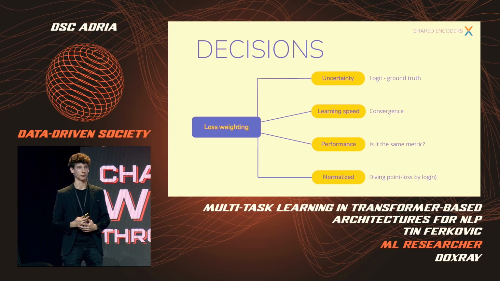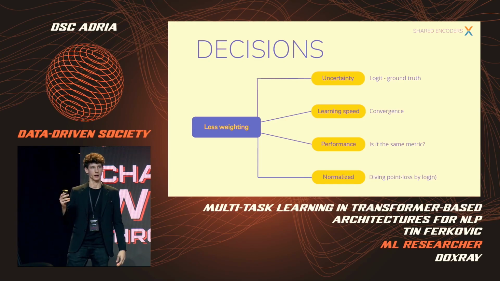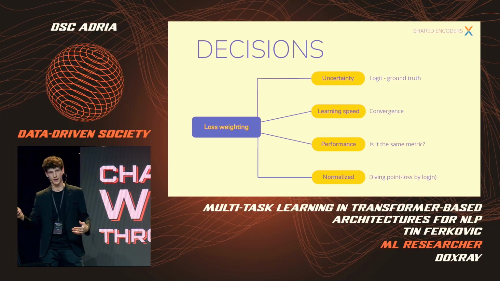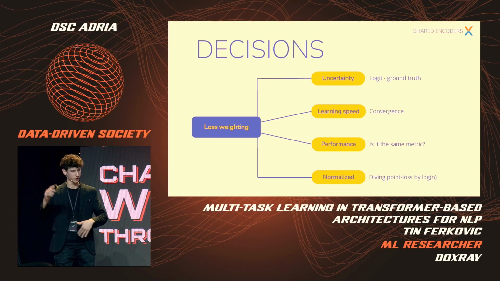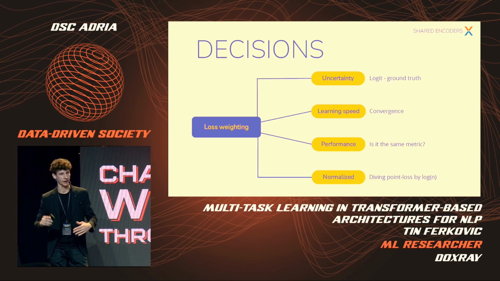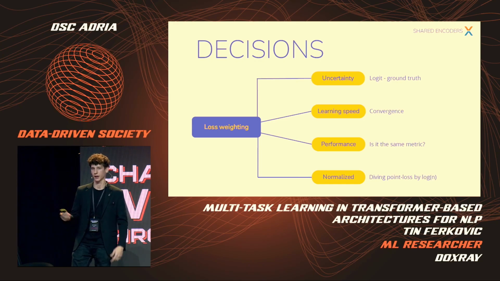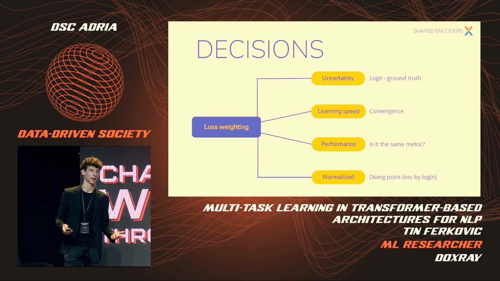How will you weight the loss? Maybe some task doesn't have troubles converging, the other does have. You could use uncertainty. So you have your logit that the model has outputted, you have a ground truth, and maybe the larger the difference, maybe you sample this task more. You could use the learning speed. If it's converging slower, you give it more weight, right? If it performs worse, you again give it more weight, but maybe then you have one task that is regression, the other task that is classification. They have different losses. This is mean square error, this is binary cross entropy loss, and you need to take that also into account.